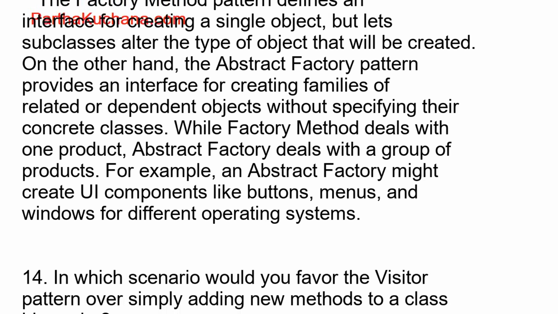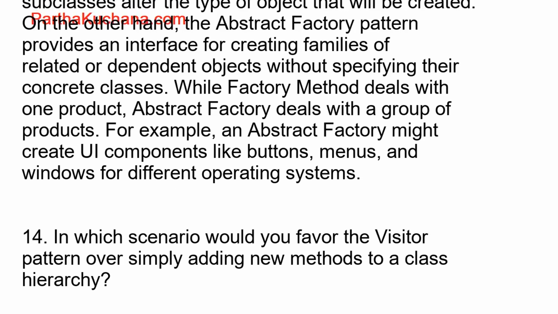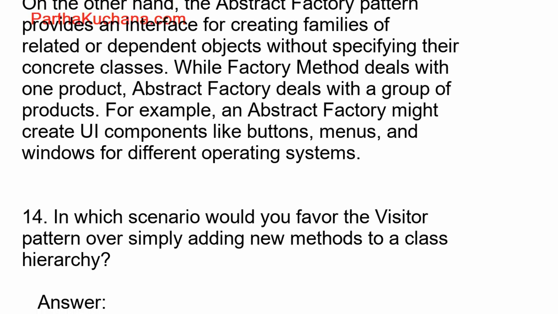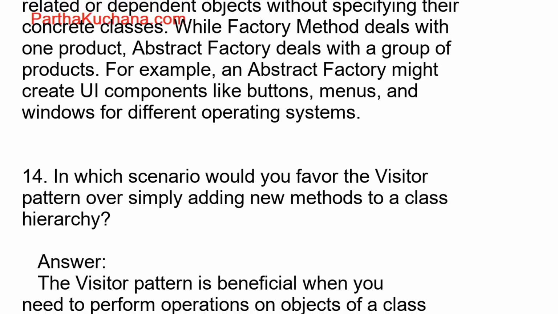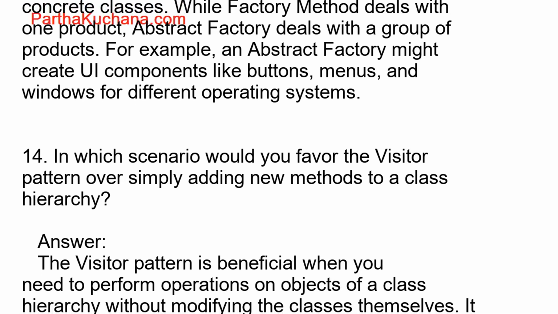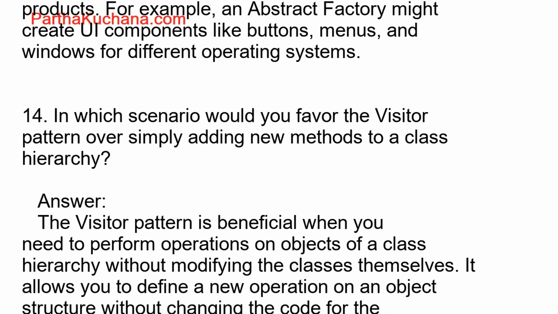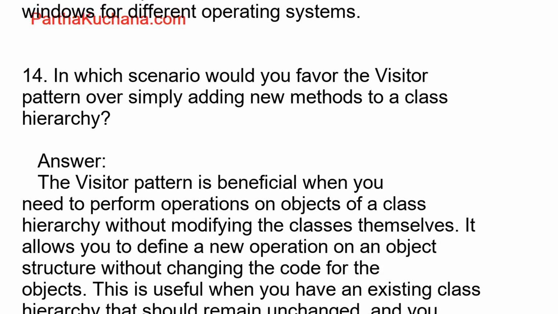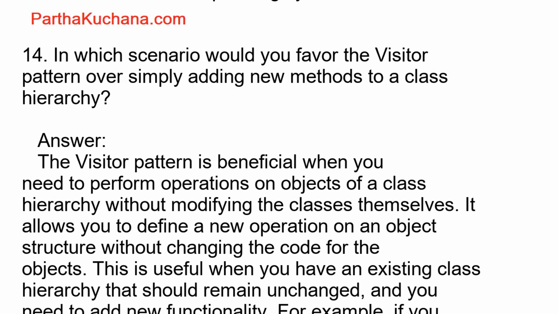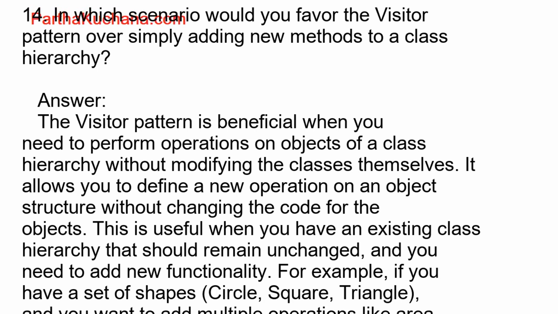the classes themselves. It allows you to define a new operation on an object structure without changing the code for the objects. This is useful when you have an existing class hierarchy that should remain unchanged and you need to add new functionality. For example, if you have a set of shapes, circle, square, triangle, and you want to add multiple operations like area calculation and perimeter calculation, the visitor pattern lets you add these without modifying the shape classes.